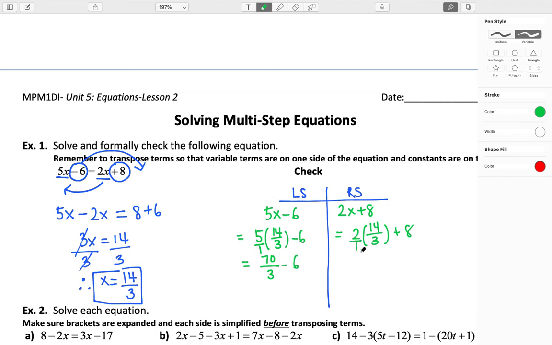Again, 2 is actually 2 over 1. So 2 times 14 is 28 over 3 plus 8. And when you simplify this by finding the common denominator, you're going to get 52 over 3. And this one also, with the same denominator of 3, gives 52 over 3. So therefore, you could say the left side is equal to the right side. So your solution is correct.